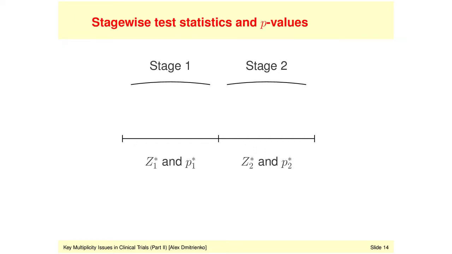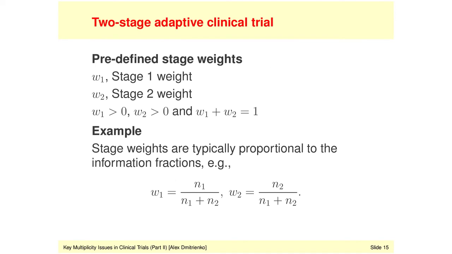And this slide simply reminds us how we define the stage-wise test statistics and stage-wise p-values. They are computed, as you can see here, from each individual stage as opposed to using all data that are available at the time of the final analysis. Another important component of the combination function approach is pre-specification of stage weights. The weights will be denoted by W1 and W2, and naturally we require that the weights must be positive and they add up to 1.